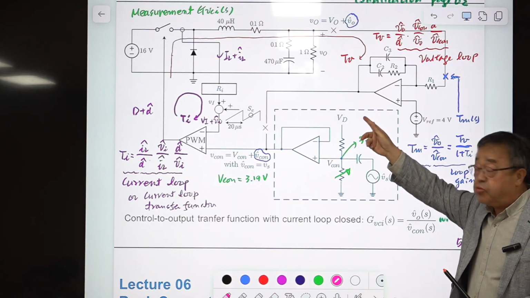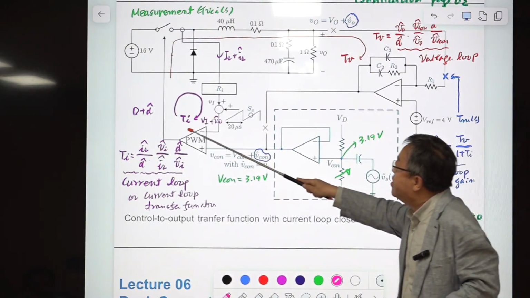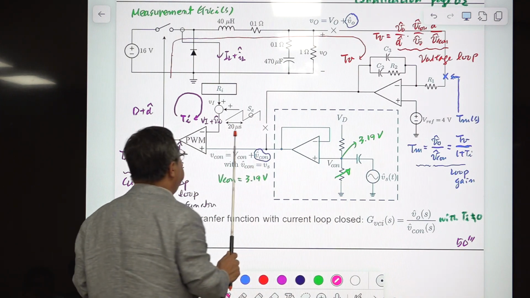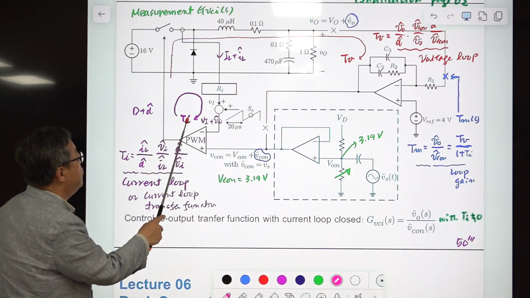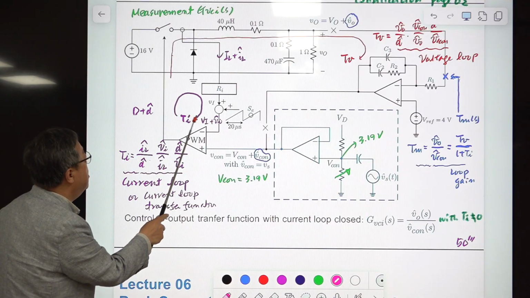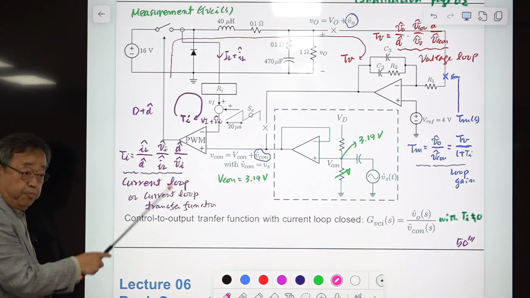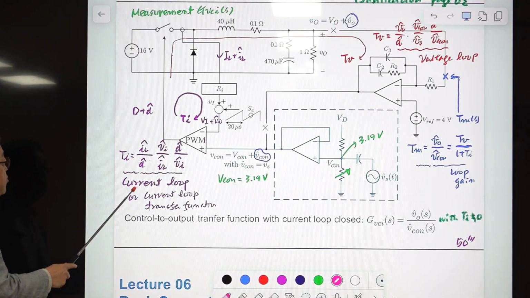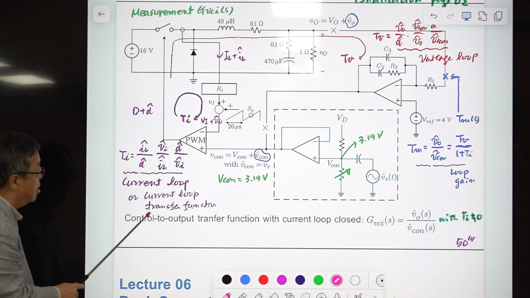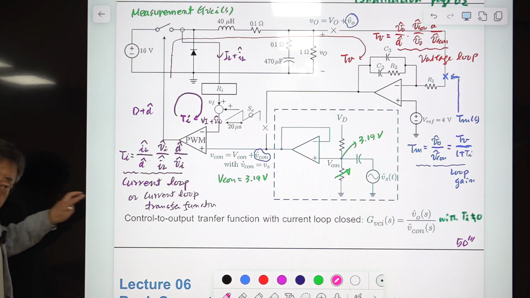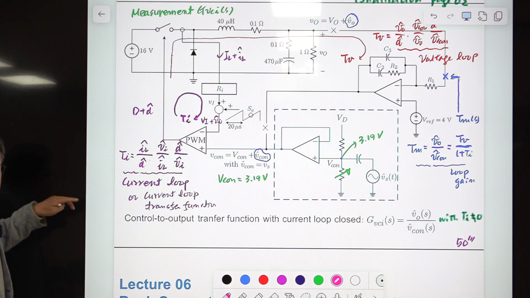Then you define this. In this situation, this AC path is cut, and you define this TI here. Then TI is this one. We previously went through this, and we call it the current loop transfer function. We never call it the current loop gain.